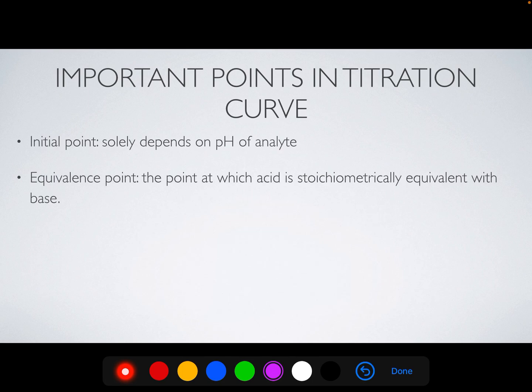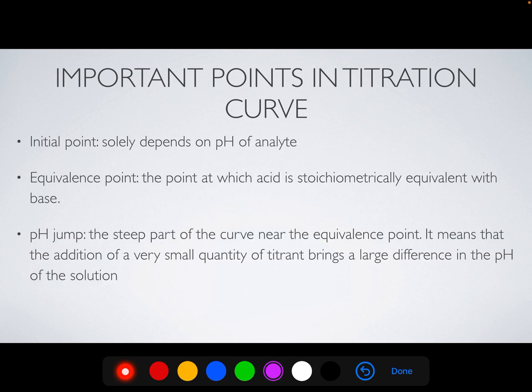Okay, next we have equivalence point. Equivalence point is the point at which acid is stoichiometrically equivalent with the base. So usually we will be guided by the stoichiometric coefficient, or by the balanced equation. So the number of moles of acid at this point should be equal to the number of moles of base in the reaction.